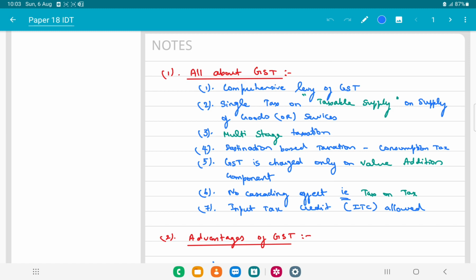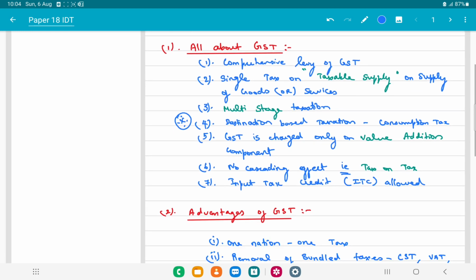It is a destination-based, consumption-based taxation. Pre-GST it was origin-based tax, which means the state from which the goods moved used to collect the tax. But now it is destination-based. As and when goods are moved, the state where the consumption of goods takes place, the tax belongs to that state government. So it is a destination-based or consumption-based taxation. One of the important 1 mark questions is destination-based taxation, consumption tax.